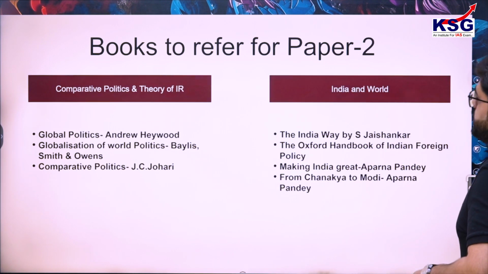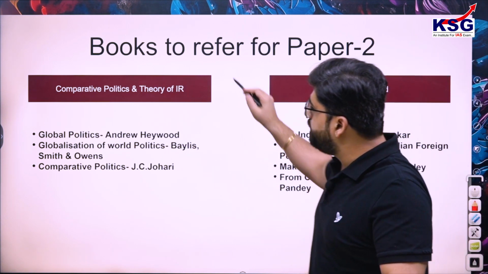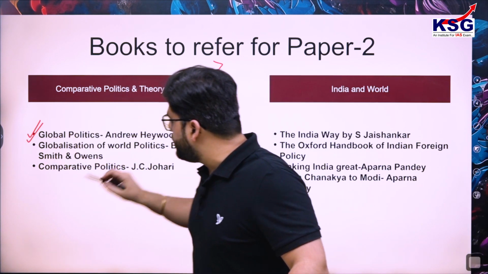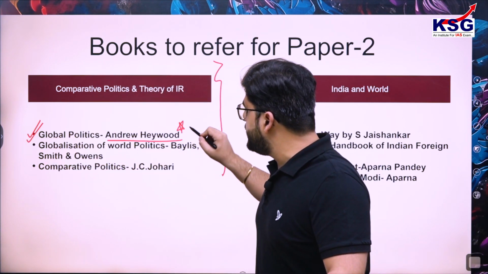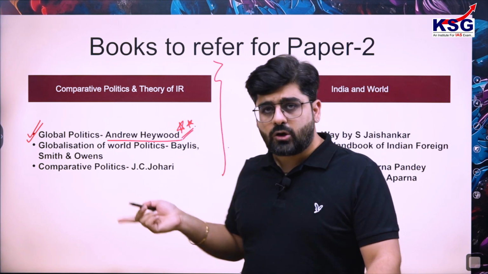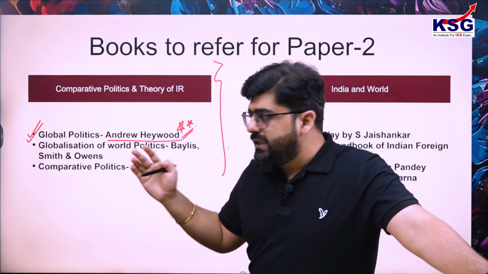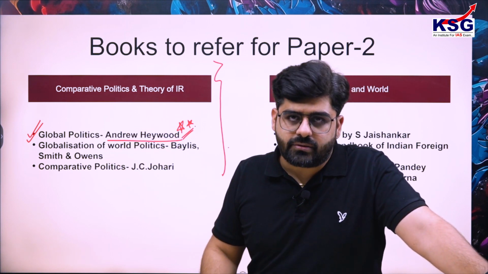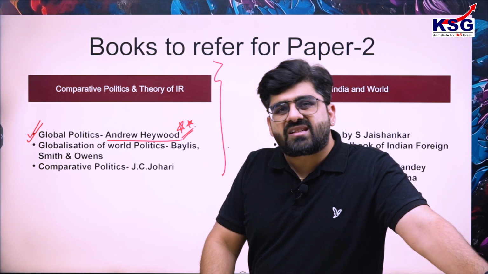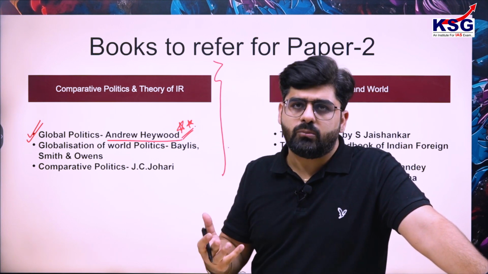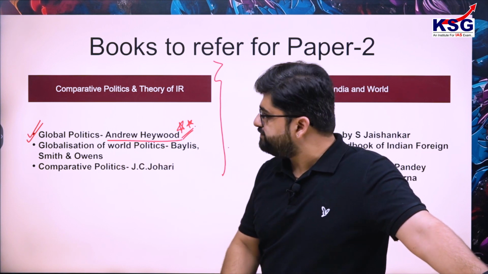If we talk about paper 2, paper 2 part A is Comparative Politics and Theory of IR. The first book is Global Politics by Andrew Haywood. Very, very good book, again by the same author. This book is something I ask everyone to read, because it will give you a very good base for international relations. The topics are covered in a very good manner. If you have the knack for reading more, this is the book for you.